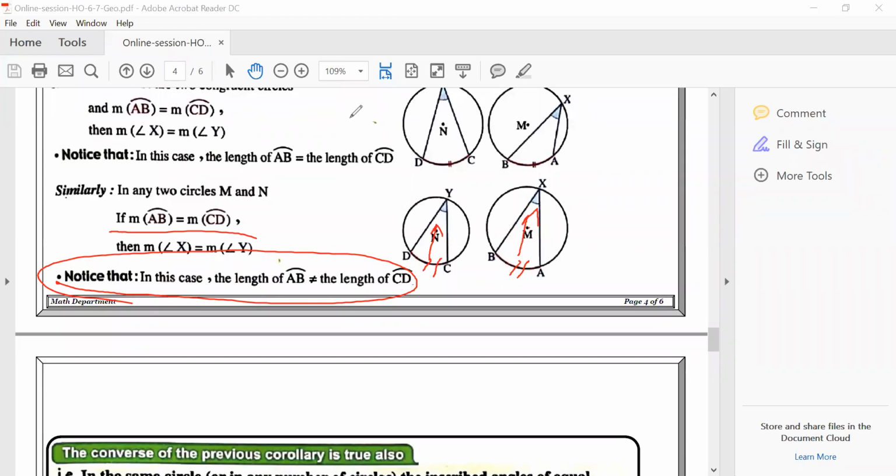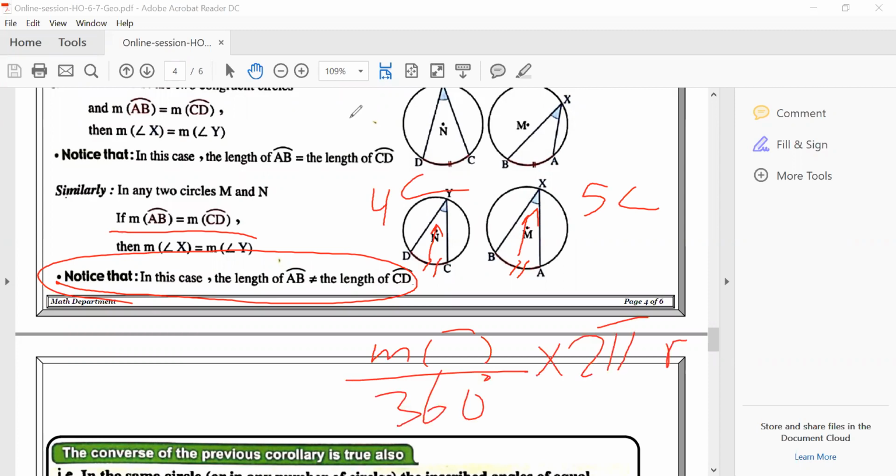What did they think? Because circles M and N aren't congruent. Yes, because here the radius, for example, is 4 and here the radius is 5. So when I'm making the rule, the measure of the arc, whatever the arc, they are equal. But when I make 2πr, this r will change, so the two lengths will not be equal. But when they are congruent, the r is constant, so the lengths are equal.